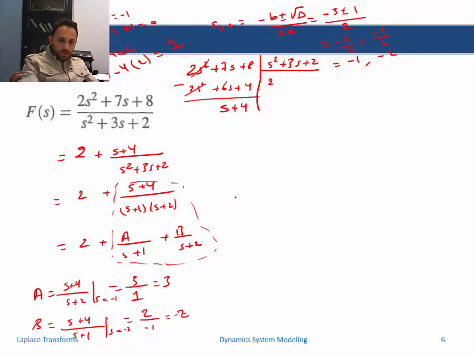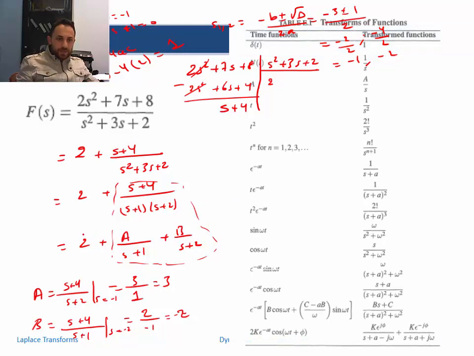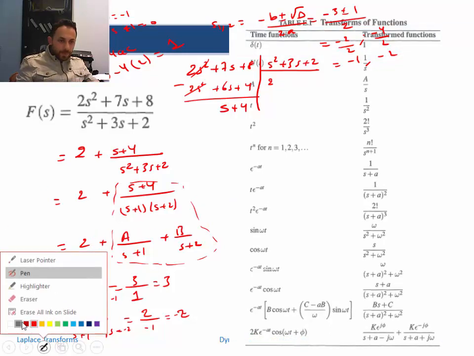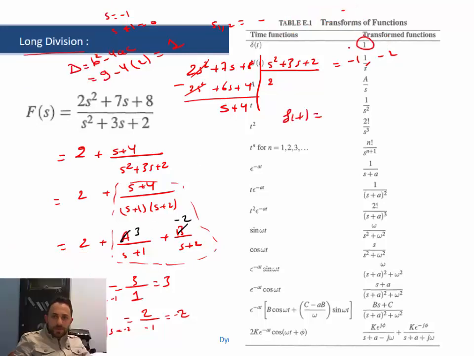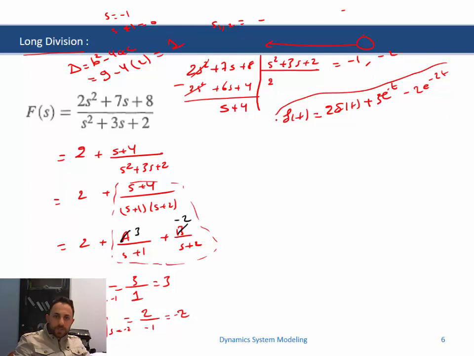Great. So now we can use the table again. We have f of s is equal to, let's substitute a by 3 and b by minus 2. Now we want to determine f of t. The inverse Laplace of the constant is an impulse. So 2 delta t, which is the impulse function, plus 3 over s plus 1, which is 3 e power minus t, minus 2 e power minus 2t. So this is the answer.